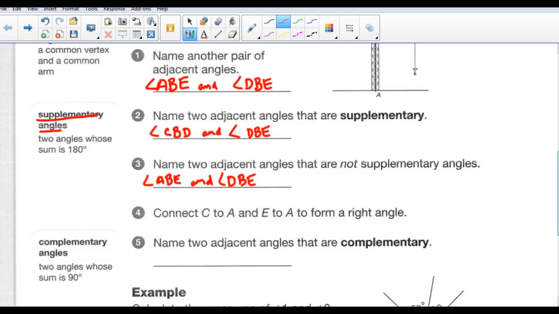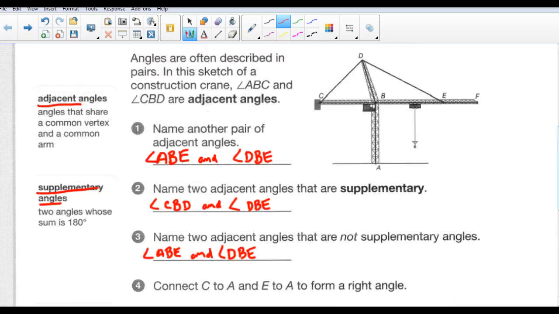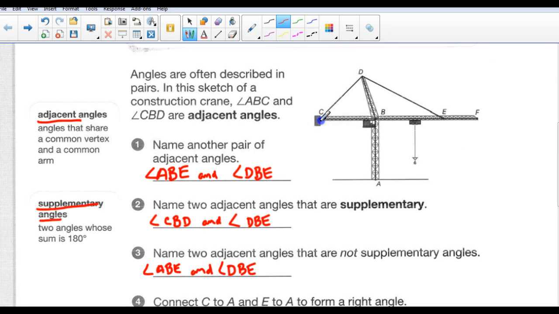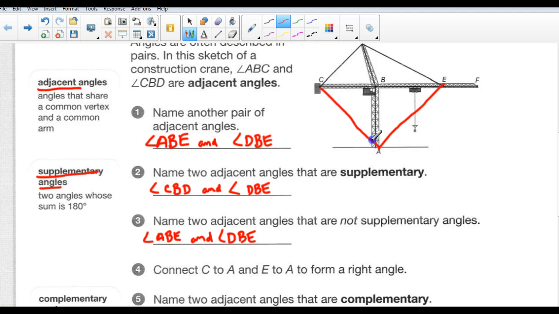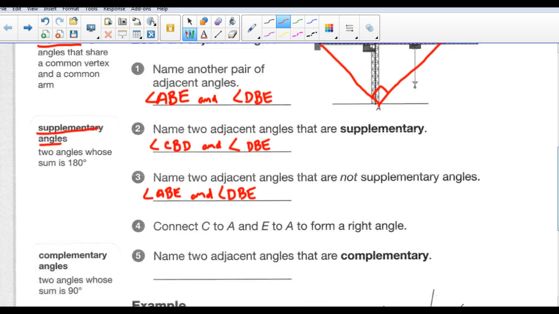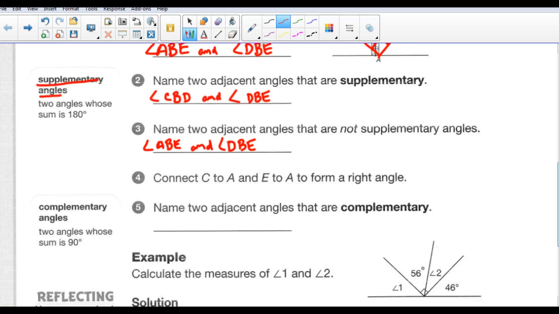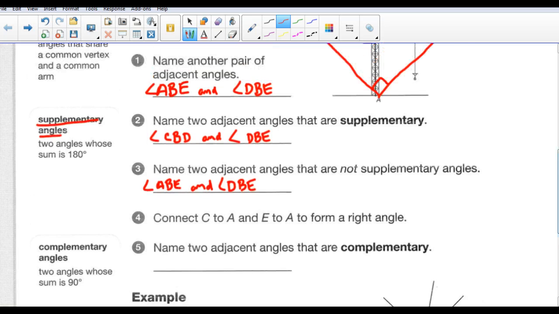Connect point C to point A and point E to point A. So let's connect C to A and let's connect E to A. Okay, and it says that it forms a 90-degree angle. So that means that we've got a right angle in there. So I can draw my little right angle box. Okay, so what is it asking us to do? Name two adjacent angles that are complementary.